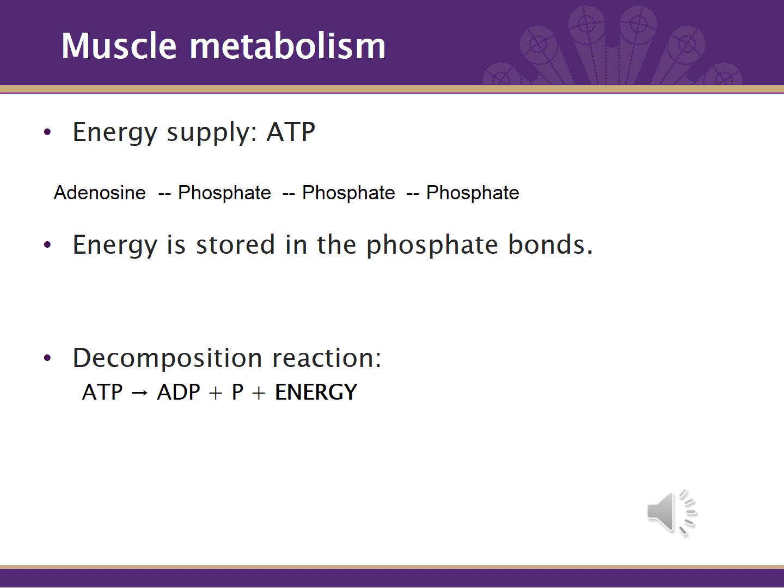The energy needed for muscle contraction comes in the form of ATP, or adenosine triphosphate. ATP stores its energy in its various phosphate bonds. In order for the energy to be released from the bonds, a decomposition reaction must occur. Adenosine triphosphate is broken down into adenosine diphosphate plus a free phosphate, and energy is released. Please remember that this reaction is facilitated by an enzyme known as adenosine triphosphatase, or ATPase.